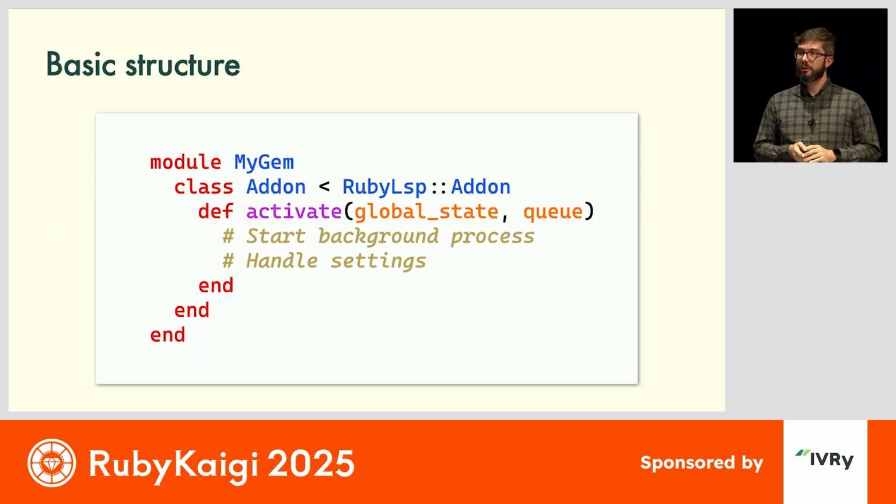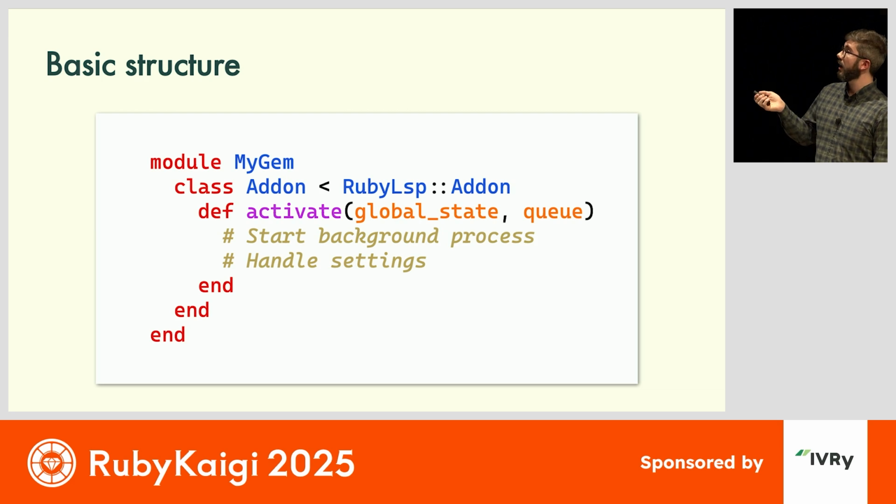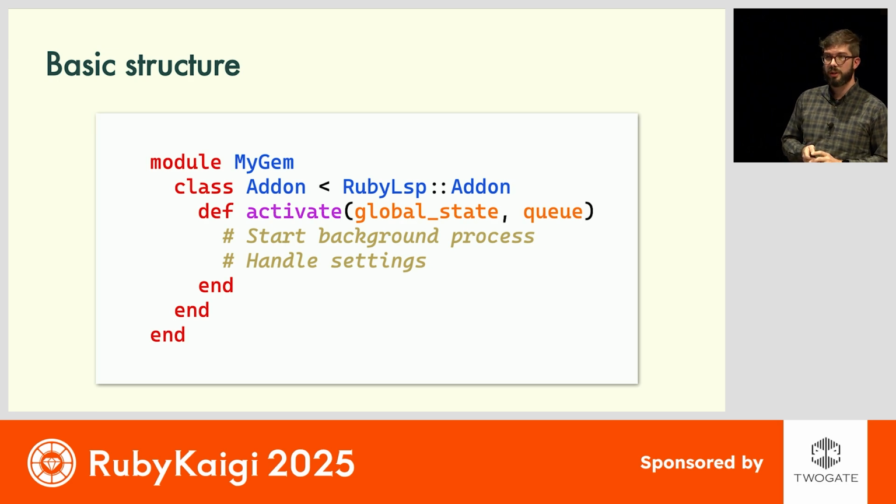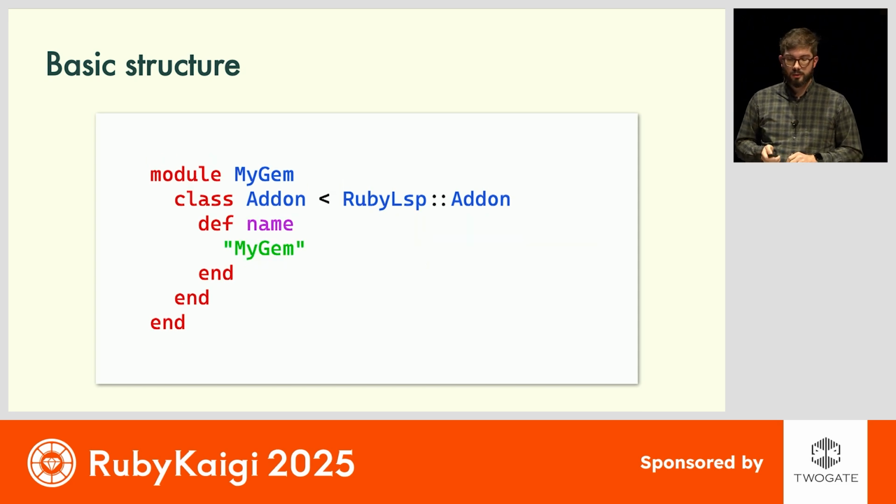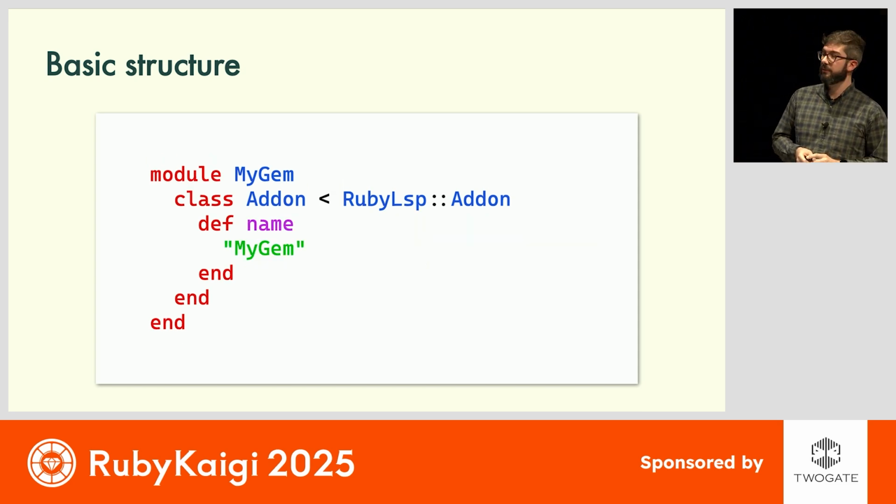The basic structure of an add-on is this add-on entry point class, and it has 4 mandatory methods that we ask to be implemented. Activate is the first one. It is invoked as the language server is launching, and it is an opportunity for the add-on to start any sort of background process, handle editor settings, anything that may make sense during initialization. We ask that they define the name method simply for presentation purposes.